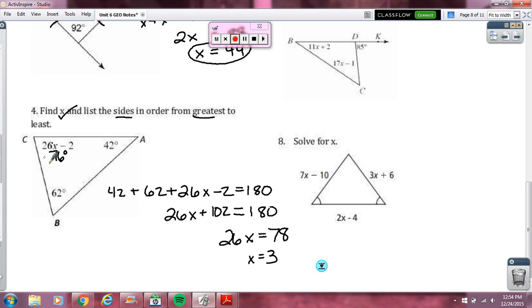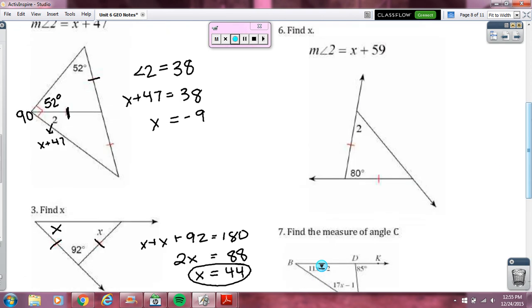If I'm listing the sides in order from greatest to least, I'm going to have to start by finding, okay, the greatest angle is 76. That means the greatest side is across from it, AB. The medium angle is 62, so the medium side is across from it, AC. And the smallest angle is 42, smallest side is across from it, BC.